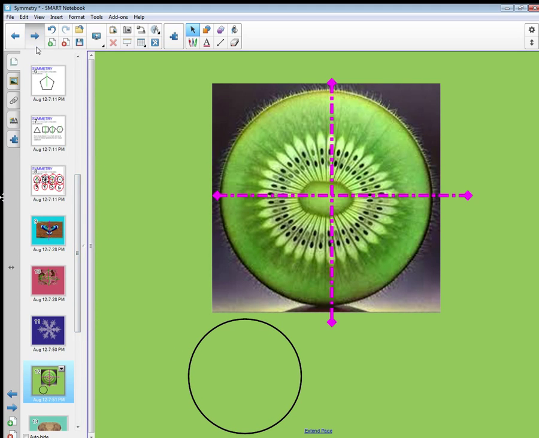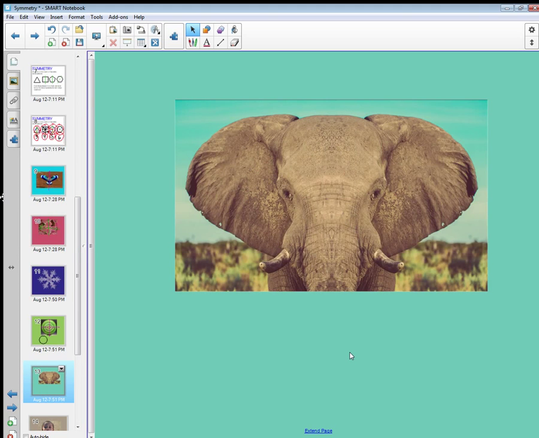Let's look at another example. Symmetry in nature. Where would you draw on the poor elephant's face to show symmetry? Yeah, just down the middle, right? Oops, that wasn't good. Undo. There we go. See? Lines of symmetry. Very, very cool. I think this is a beautiful image.